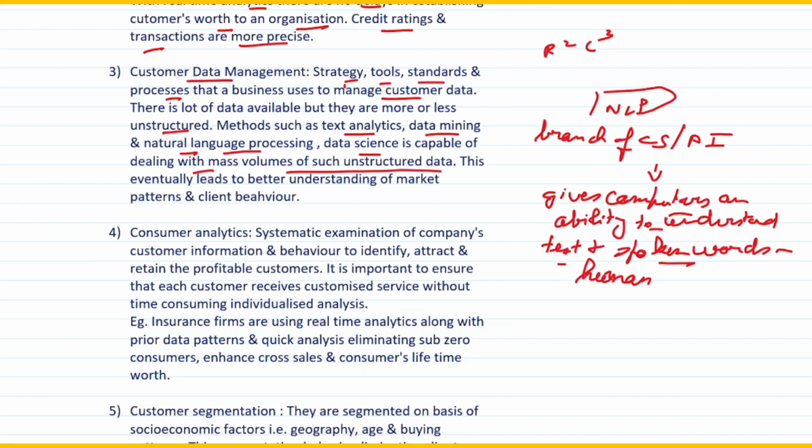So see, when we understand, it's language processing. When a system does it, then it is natural language processing because it is automated. So whenever a computer is able to understand text or the spoken words the way humans do, in that case it is called an NLP, right? How does this help? This eventually leads to better understanding of market patterns and client behaviors. So the core principle of having customer data management is to have a good understanding of the market patterns, as to how the markets are working and how the clients are behaving, right? So these are the things that you got to remember.